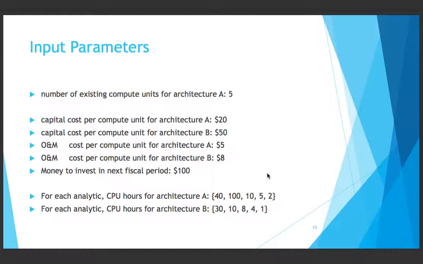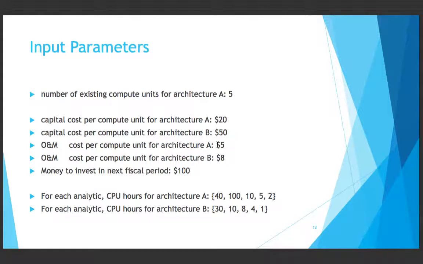So you can see that sort of borne out in these set of parameters, where I have an existing infrastructure with, say, maybe 5 racks of compute or 5 compute units, and that's of architecture A. There's a capital cost that I know for that value of the architecture: it's $20 to buy architecture A, and there's an O&M cost associated with that, which is $5.